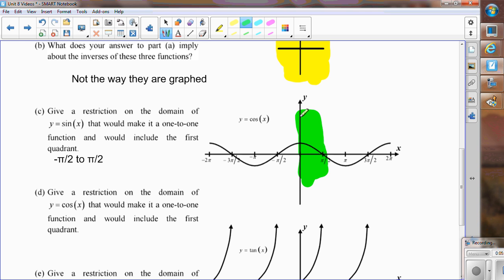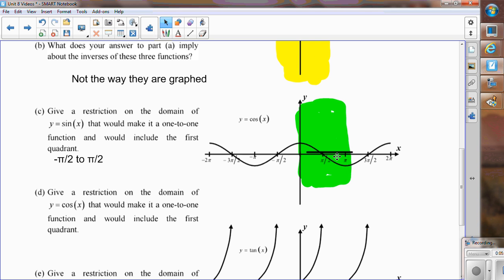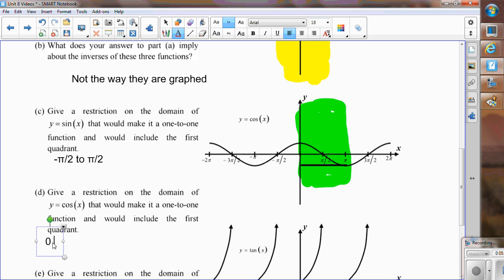And if I went to the left, I wouldn't pass my horizontal line test. It would be doubling up. If I went to the right, I would pass the horizontal line test. I'll get my line here in a minute to check that. And you see that it does indeed pass the horizontal line test all through here. So for cosine, it's not negative pi over 2 to pi over 2. It is 0 to pi.